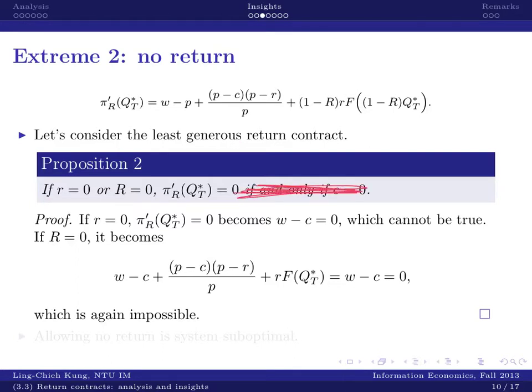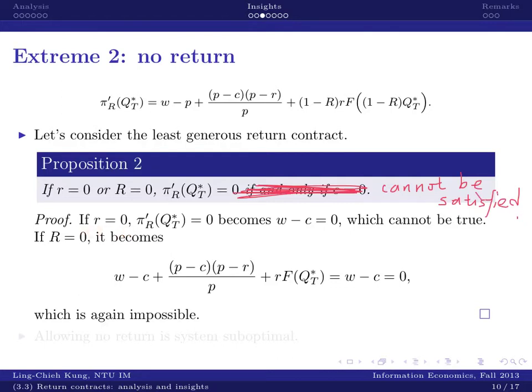The required first order condition cannot be satisfied. Okay? It's impossible for us to induce the retailer to order the system optimal quantity. Okay, the proof is here.